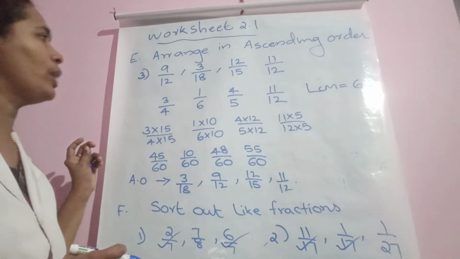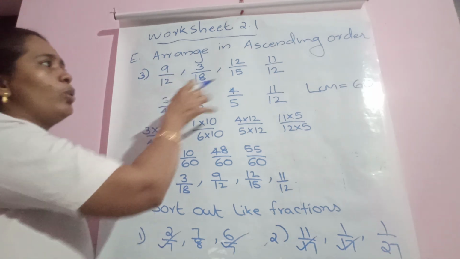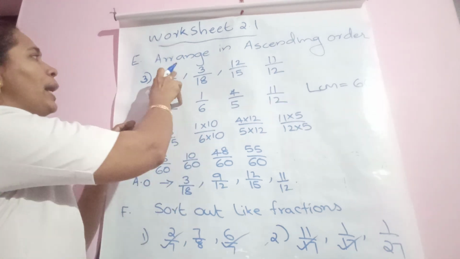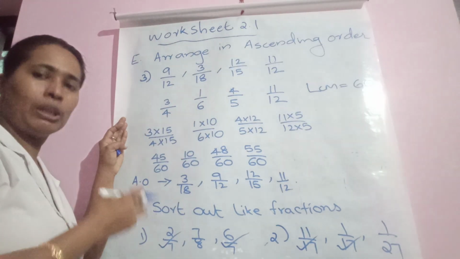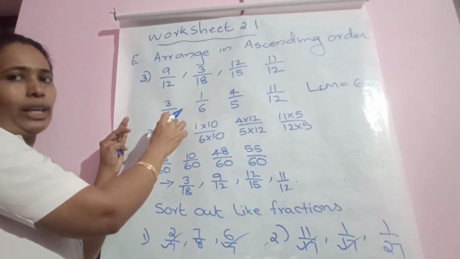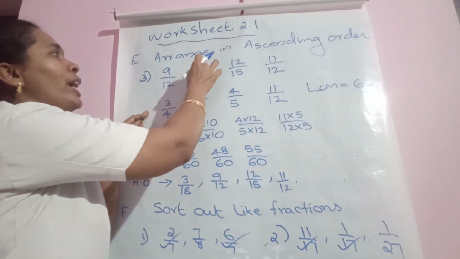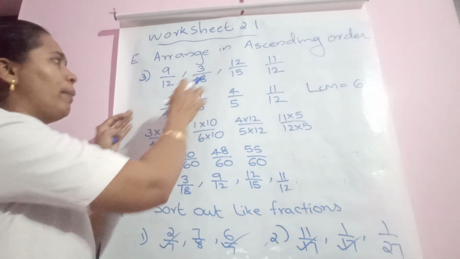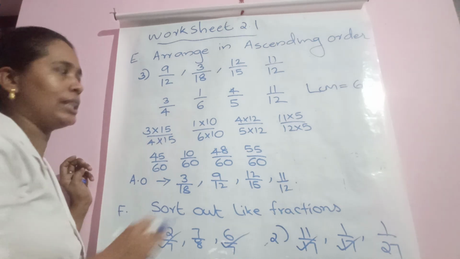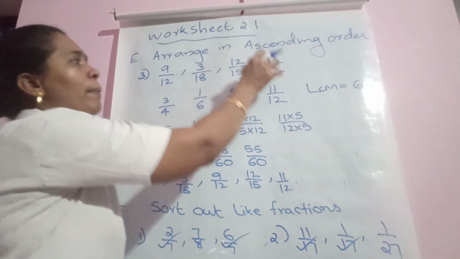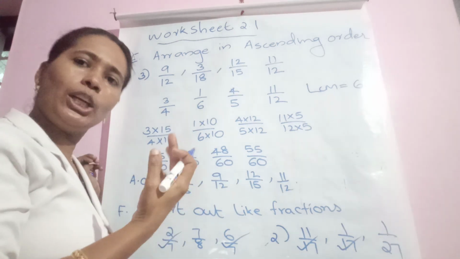So what we are doing is, we can make them into short forms. Like that way, 9 by 12, the lowest form: we can divide both by 3, so we have 3 by 4, that is called lowest form. Second fraction 3 by 18, we can divide by 3 again: 3 by 3 is 1, 18 by 3 is 6. Similarly here also divide by 3, we have 4 by 5. 11 by 12, we can't divide with any other number, so leave it.